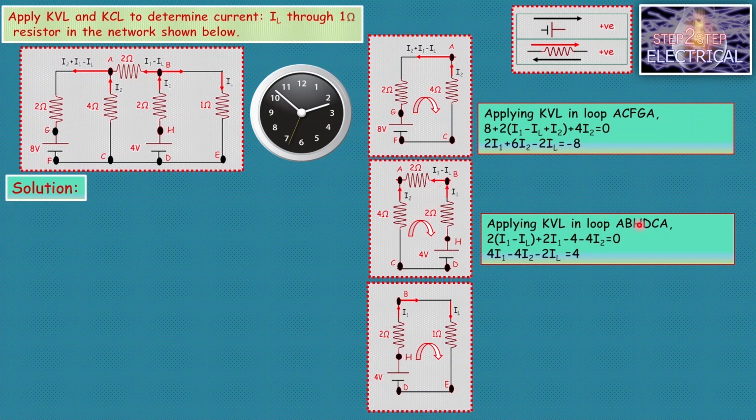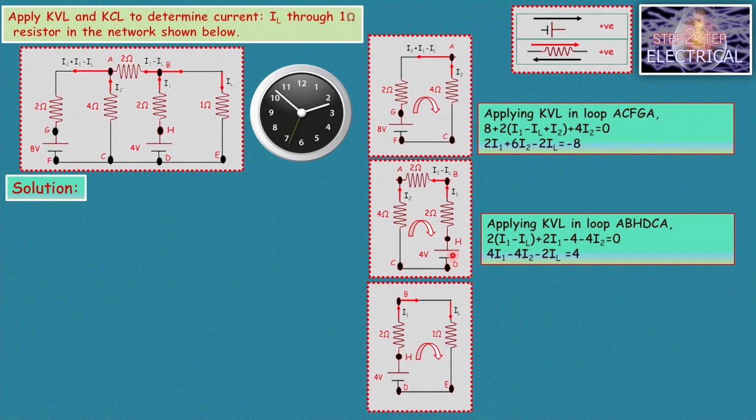Applying KVL in loop A, B, H, D, C, A, 2 into I1 minus IL. Again this one is positive. Why? This is a 2 ohm resistor, and the direction of the current and the direction of movement are opposite, that's why it is positive. Then 2I1. Again the direction of movement is clockwise and the I1 current is flowing anti-clockwise. Both directions are opposite, that's why it is positive.